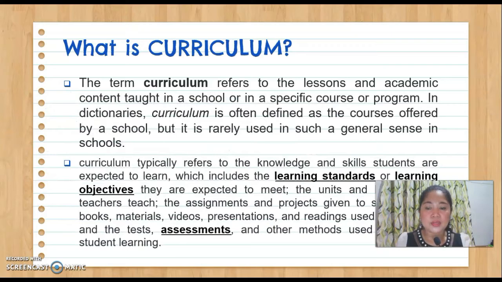Others define curriculum as typically referring to the knowledge and skills students are expected to learn, which includes the learning standards or the learning objectives they are expected to meet, the units and lessons that the teachers teach, the assignments and projects given to students, the books, materials, videos, presentations, and readings used in a course, and the tests, assessments, and other methods used to evaluate student learning.